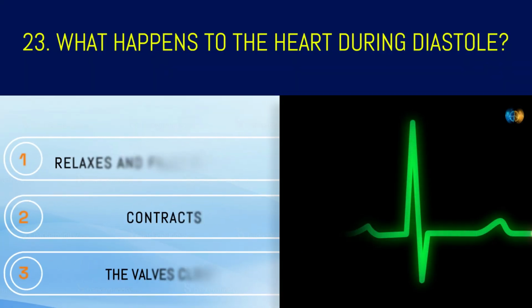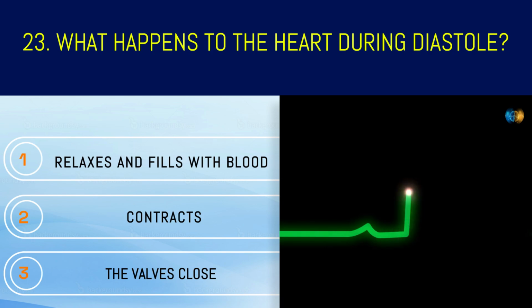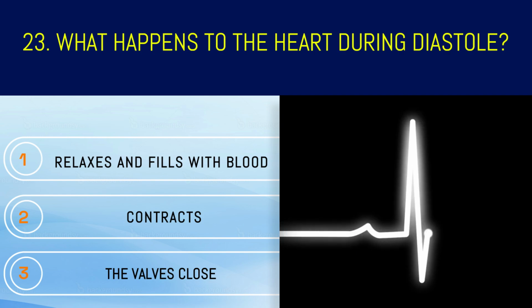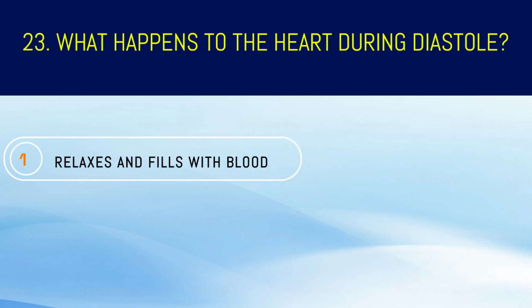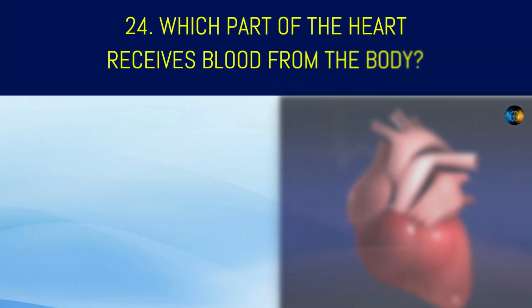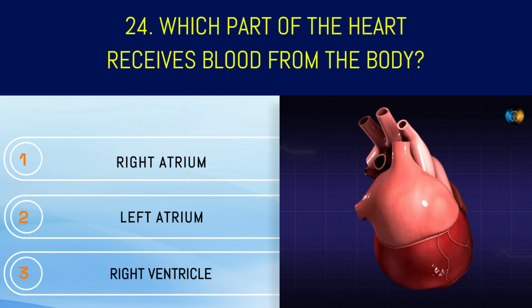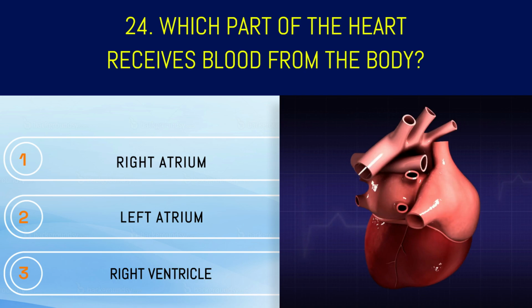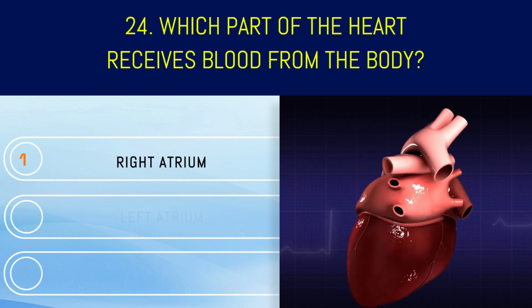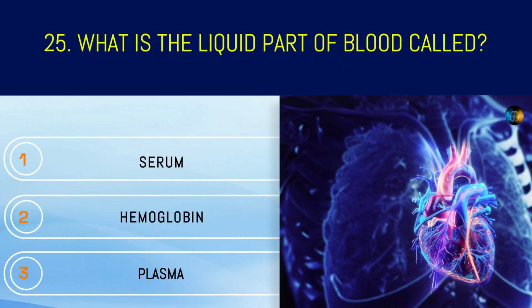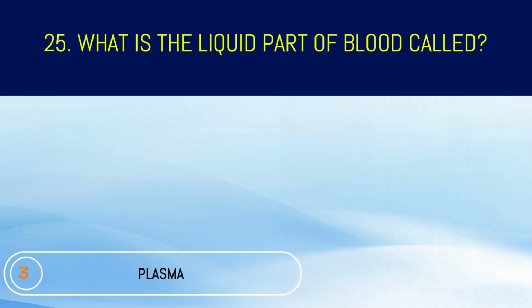What happens to the heart during diastole? Relaxes and fills with blood, contracts, or the valves close? The heart relaxes and fills with blood. Which part of the heart receives blood from the body? Right atrium, left atrium, or right ventricle? Right atrium. What is the liquid part of blood called? Serum, hemoglobin, or plasma? Plasma.